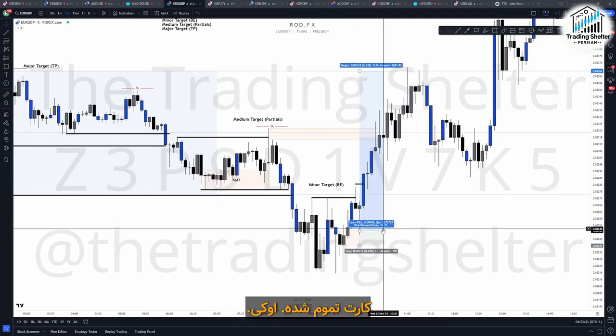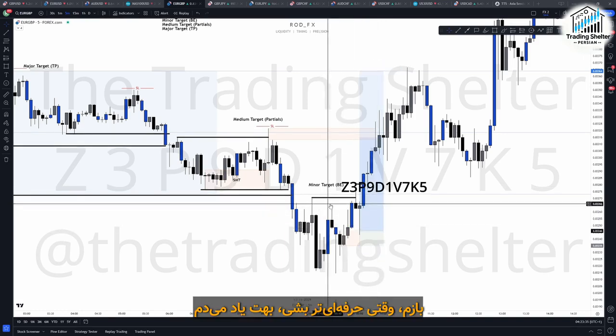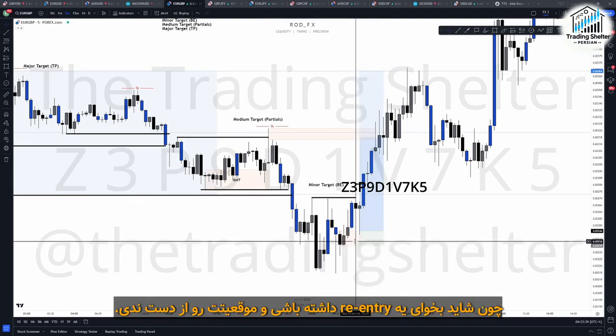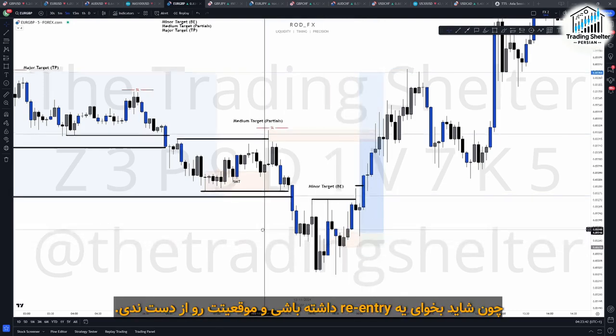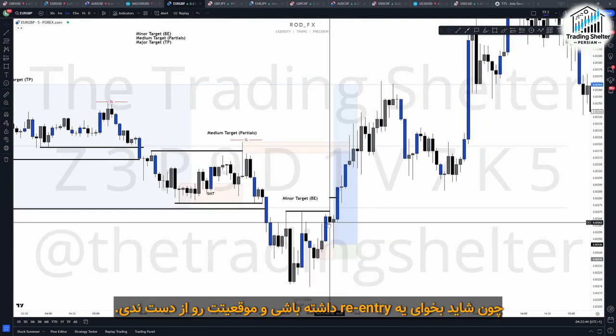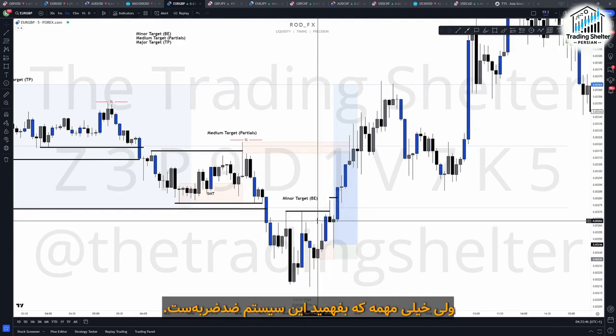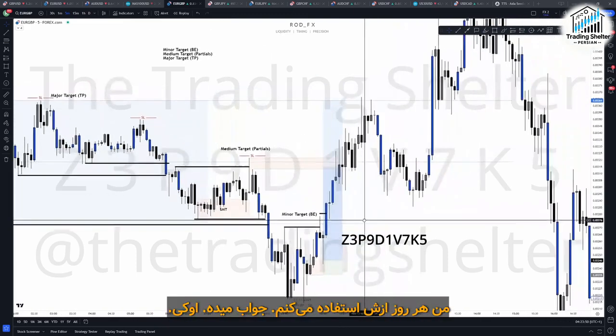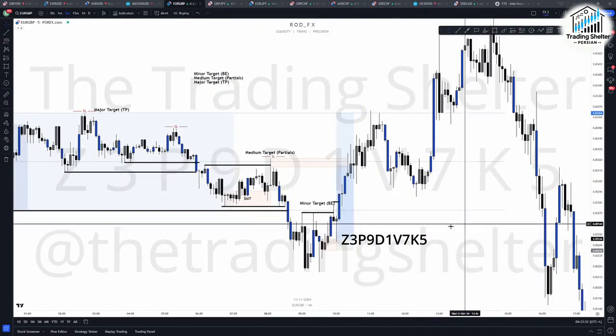Again, when you get more advanced, I will show you how to remove your break even to put it back where it was, because you can potentially take a re-entry if you don't want to lose your position. But it's very important that you understand that this is a bulletproof system. I use it every day. It works. Okay, so let's continue.